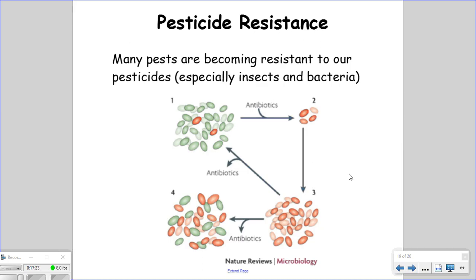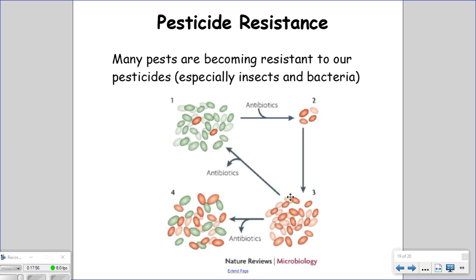The use of pesticides can eventually lead to pesticide resistance. So many pests are becoming resistant to our pesticides, especially insects and bacteria. For example, with the use of antibiotics, antibiotics will kill susceptible bacteria. However, there's always a few resistant bacteria in there. And those bacteria are not affected by the antibiotics. So in the use of antibiotics, you wipe out a large proportion of those bacteria, but you leave a few behind.